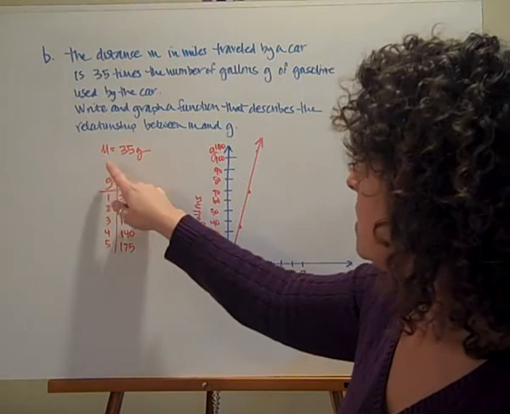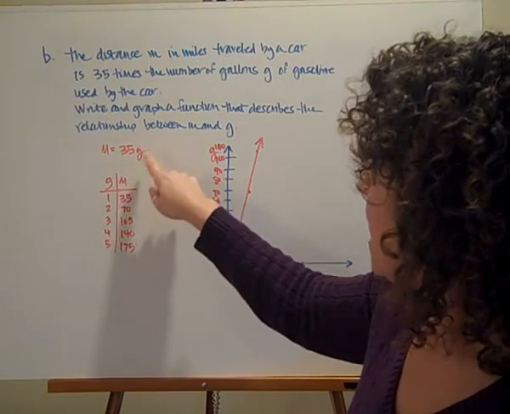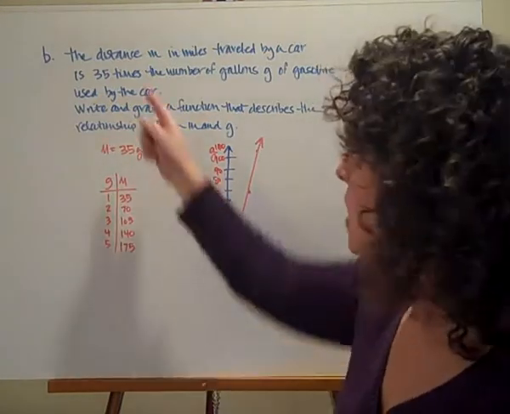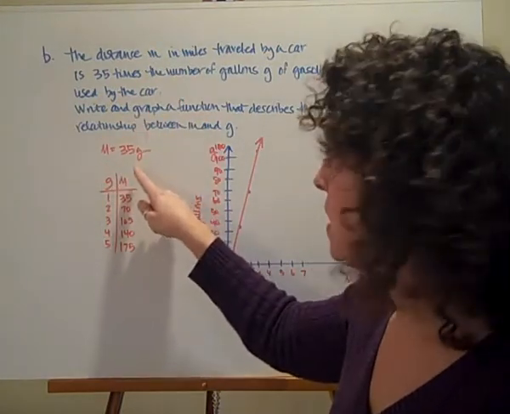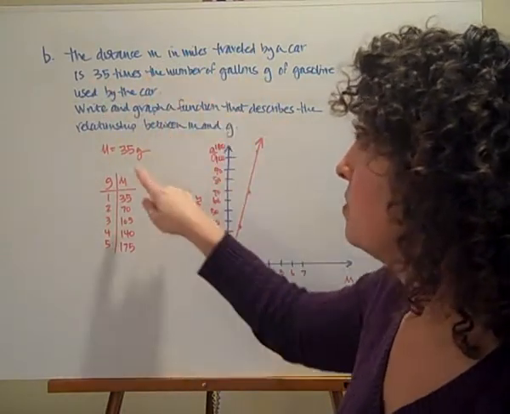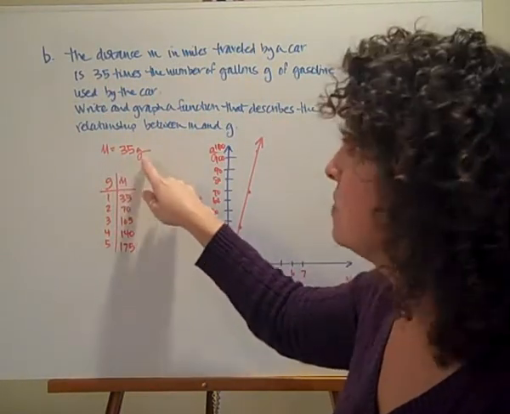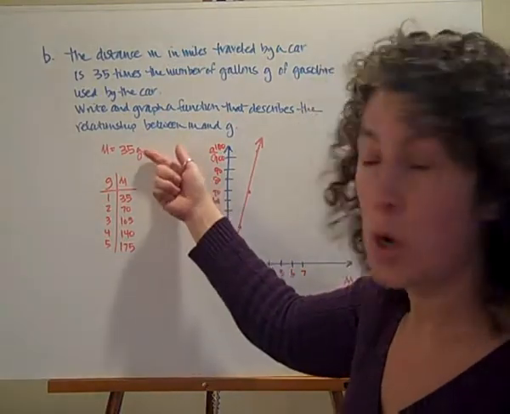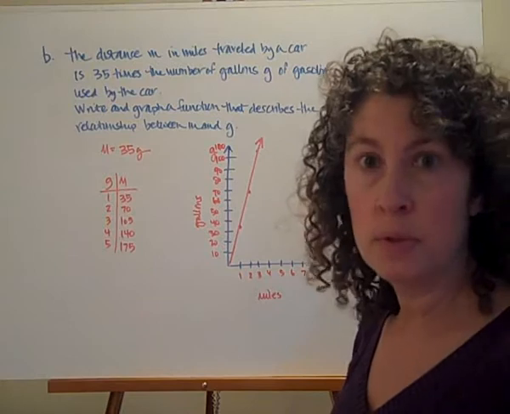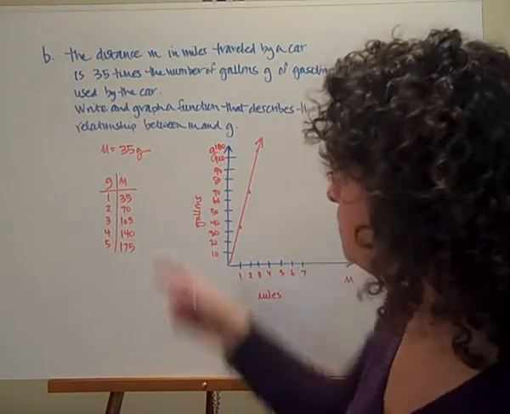So I know that if I know how many gallons I have of gas in my car, I can figure out how many miles I can go. So again, my miles is my output, my gallons is my input. So my miles is 35 times the number of gallons. I have an equation at this point, so I'm going to go back to what I know how to do to graph this. I'm going to make up a table and then set up my coordinate plane.